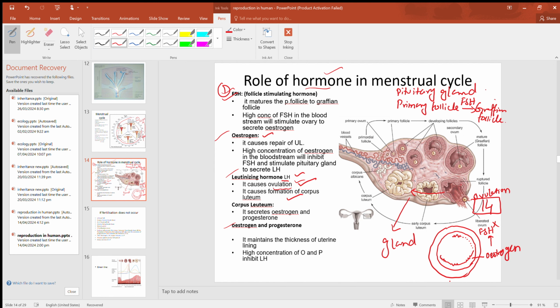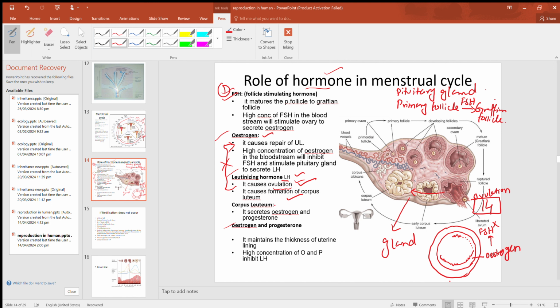Now, what would be the role of luteinizing hormone? High concentration of luteinizing hormone in the bloodstream will inhibit what? Estrogen. Clear? वो किसको inhibit कर देगा? Estrogen को inhibit कर देगा.